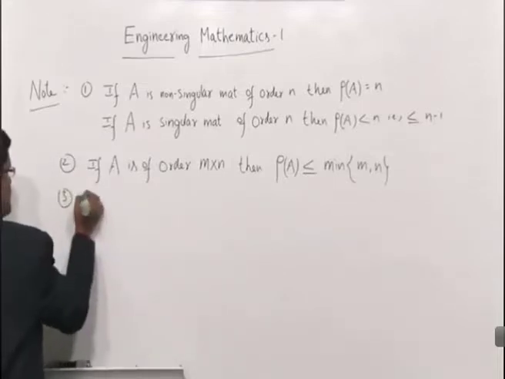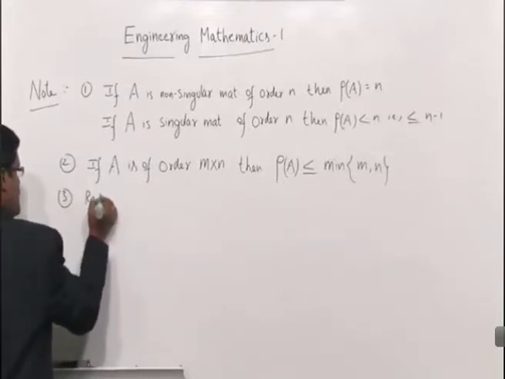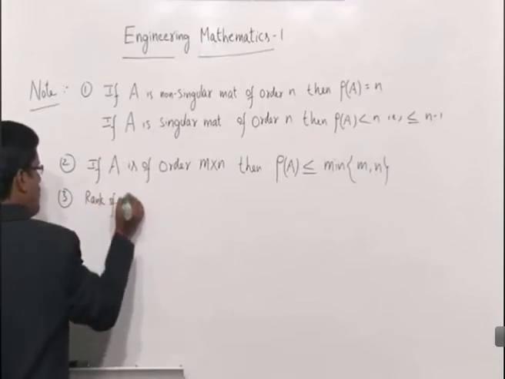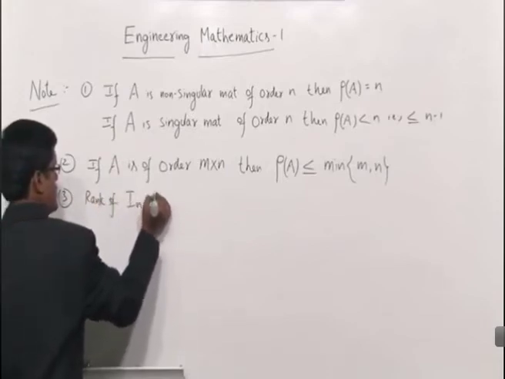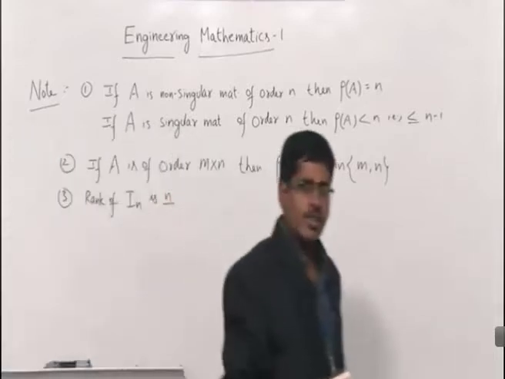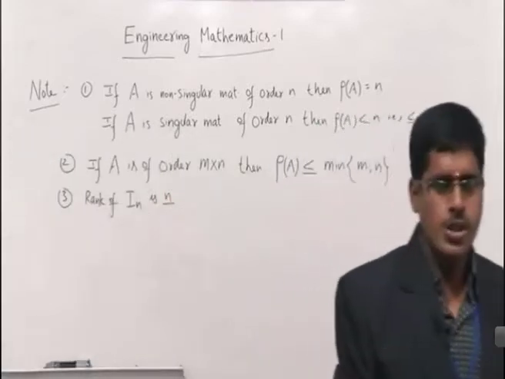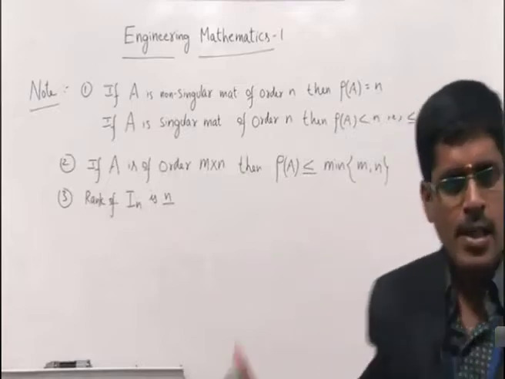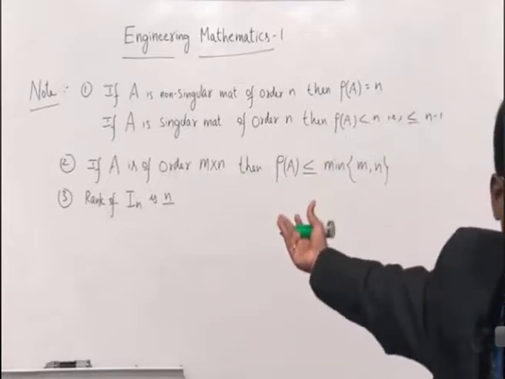3. Rank of In is n. In means the n by n identity matrix, because the determinant value, I gave yesterday, is 1, not equal to 0. So the identity matrix is non-singular. As in the first point, the rank of this matrix is n.